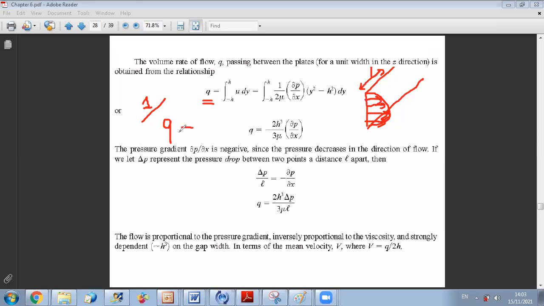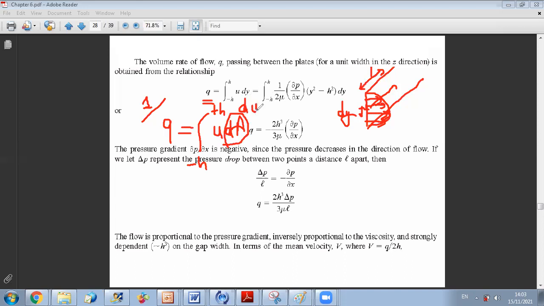So it's equal to the integral between minus h, which corresponds to the bottom plate, to plus h of u dA. Now, what is the elementary area I will consider here? I will consider an area of unit depth and of thickness dy, because my velocity is varying along y, so I will take a very small thickness along y, and then dA is 1 times dy, so I can replace it by dy.